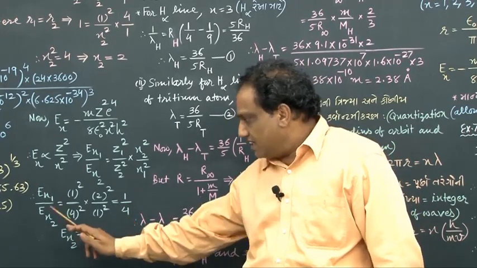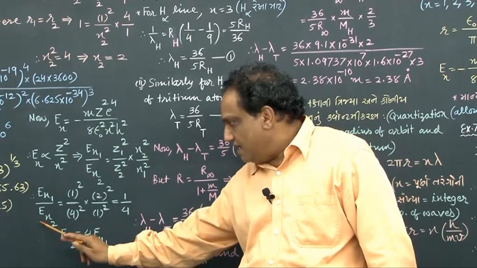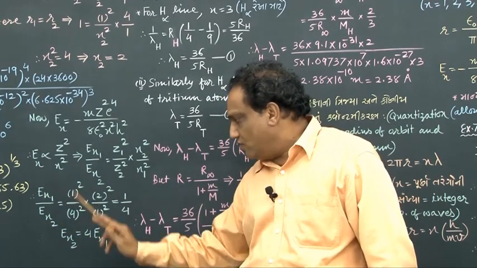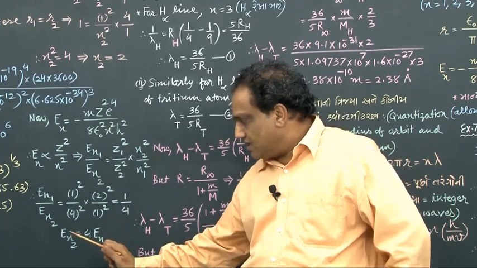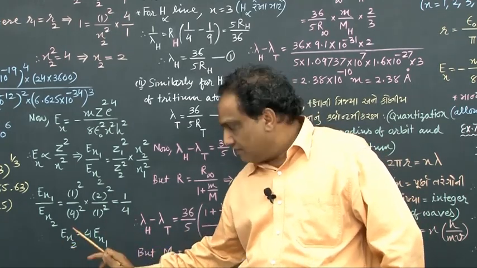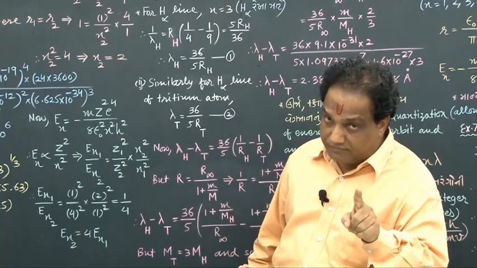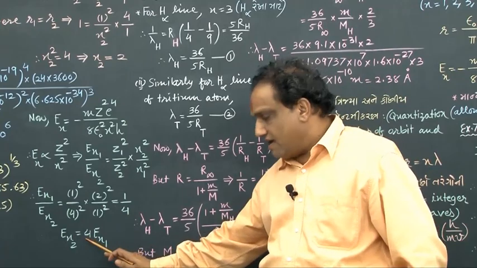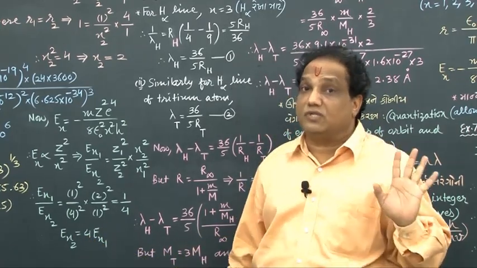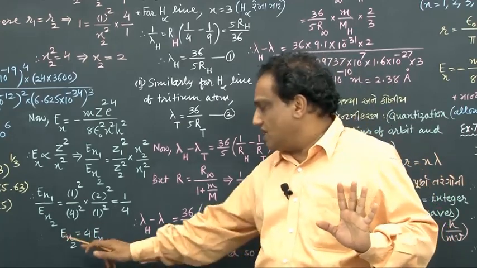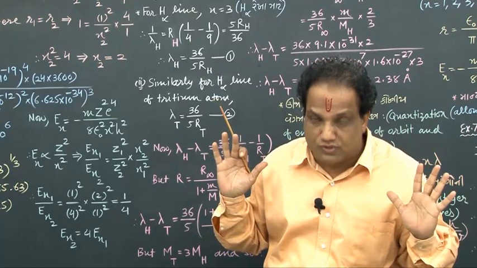Correct? Now take this En2 here and take this 4 over here. Then En2 will be 4 into En1. What does it mean? The total energy of the electron in the second state of the beryllium atom is 4 times the total energy of the electron in the ground state of the hydrogen atom. This is how we have made the comparison between two energy values.